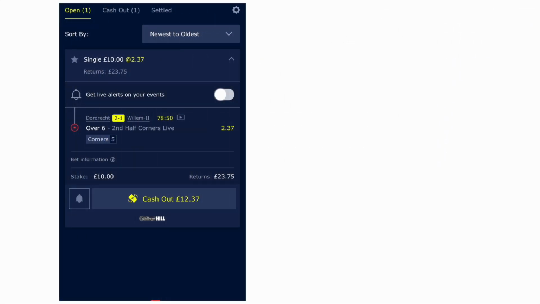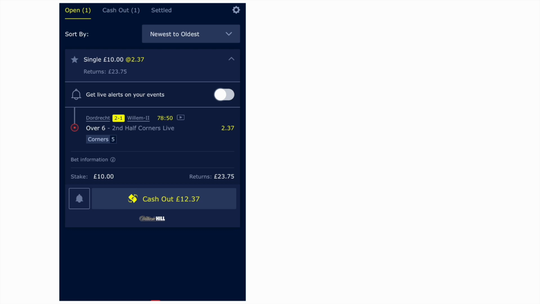So what happened next? Well, after just 1 minute of being in the market, you can see that there was actually another corner. So we were up to 5 already, and we need 7. Only 2 more needed, and I just wanted to show this to show you how quickly the markets move in this situation. After only a minute, we could already cash out for a profit.